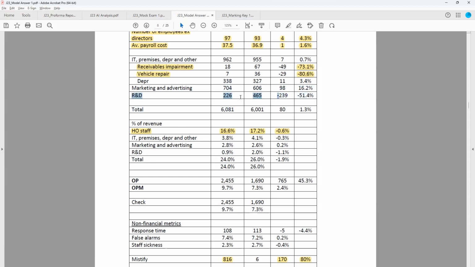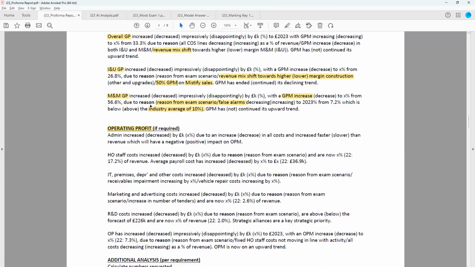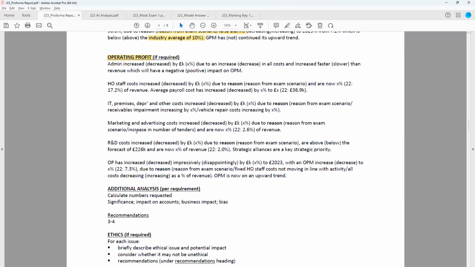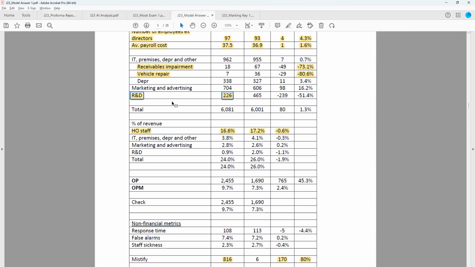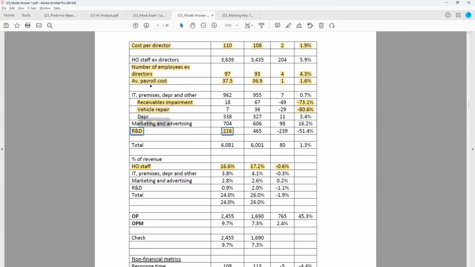And then R&D, that's quite interesting to look at because, of course, we know from the AI what the forecast was there. So it'd be good to comment on whether that's above or below the forecast, and we can actually see it's perfectly in line. So I'll comment on R&D, comment on payroll, and try and comment on these two as well.